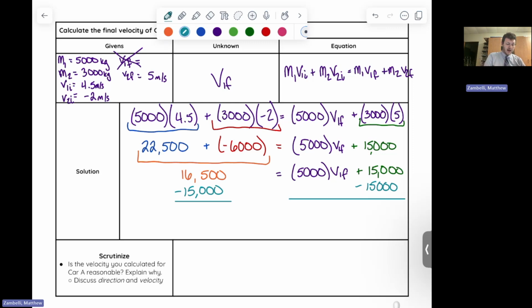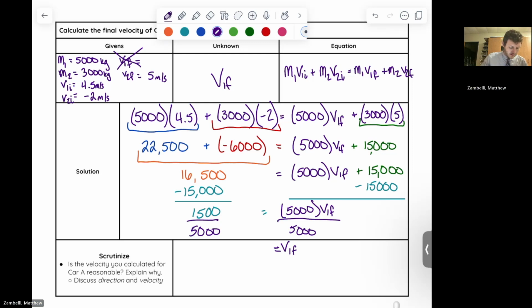On the left side, we get 1,500 equals our 5,000 times V1 final. And then our last step is to get the variable all by itself by getting rid of the coefficient, dividing both sides by 5,000. And we end up with our V1 final is equal to 0.3 meters per second.